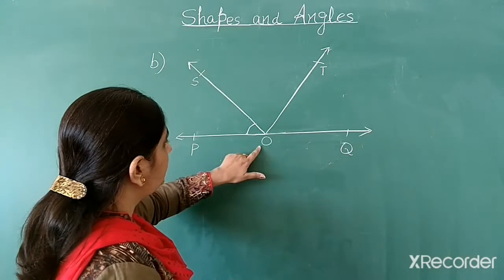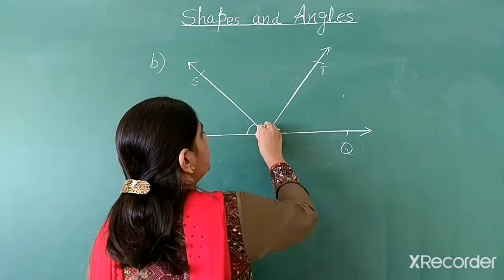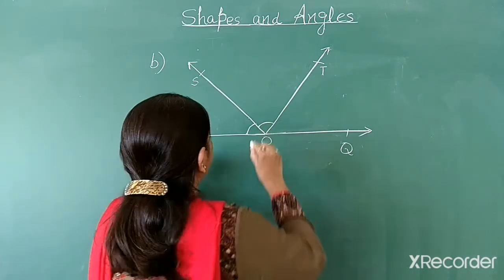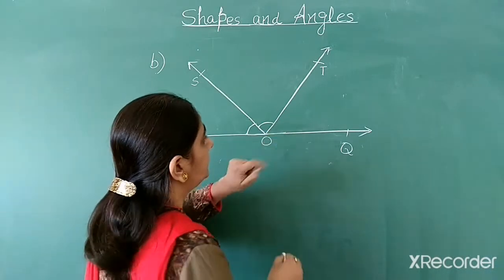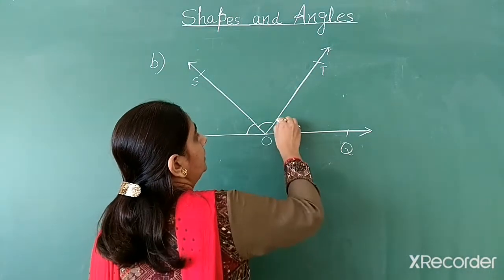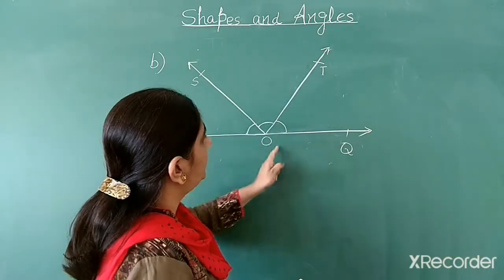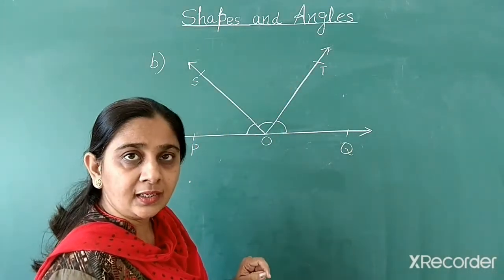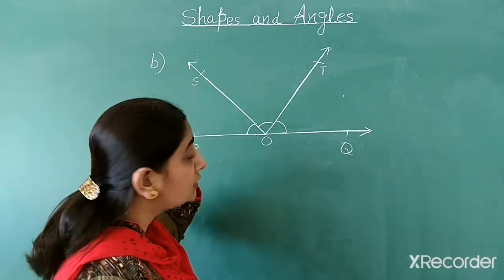It is made by the two rays OP and OS. Now second angle, this is our second angle. Rays OS and OT are making this angle. Now look for the third angle. This is our third angle. Rays OT and OQ, they are making this angle. Now children, we have marked three angles in this figure. Now look for the fourth angle.